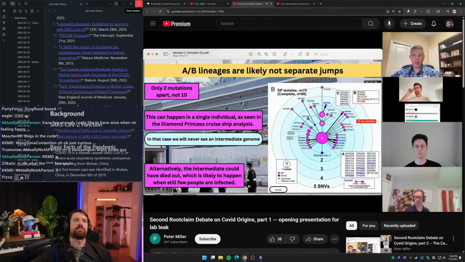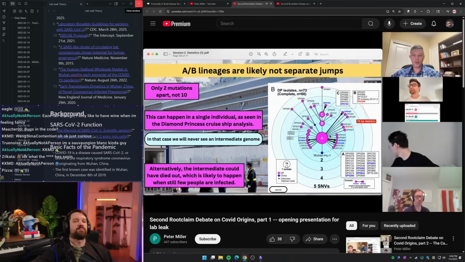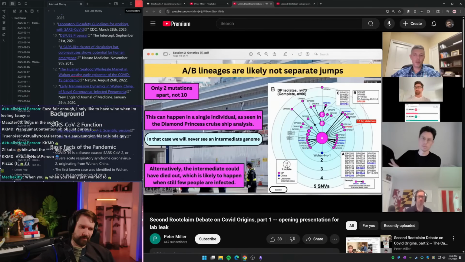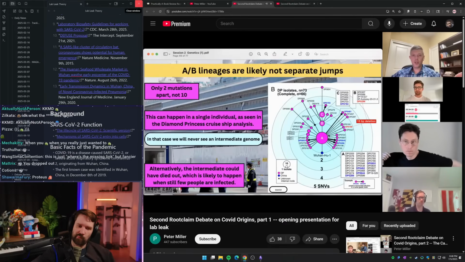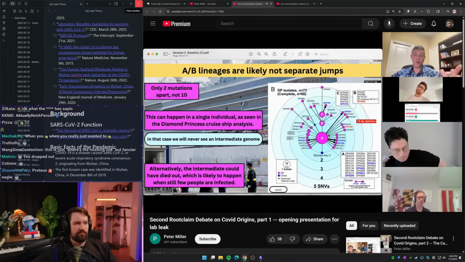Okay, I was basically showing that in a single transmission between 2 individuals, you can have 2 or even 3 mutations arise in a single person. So the absence of intermediate genomes cannot be used as evidence that there were multiple introductions.